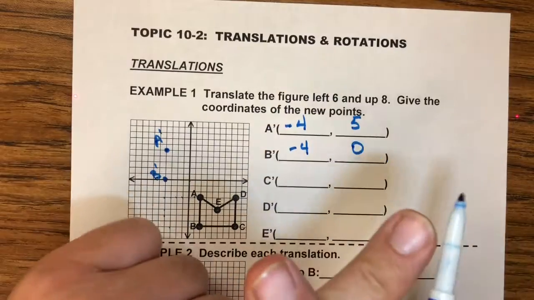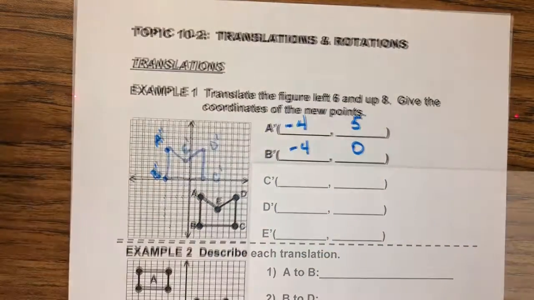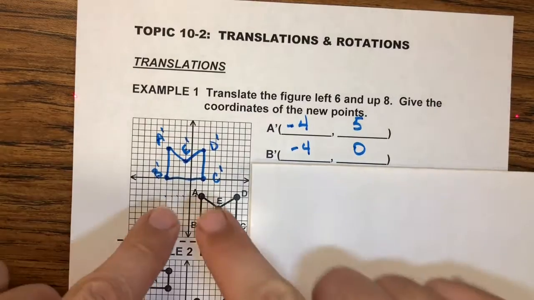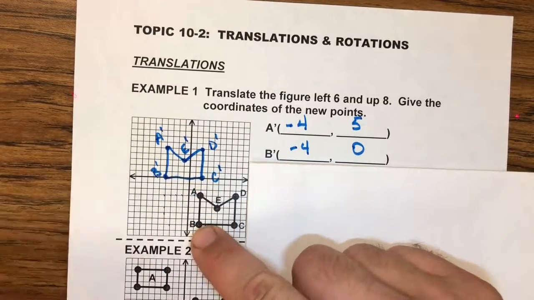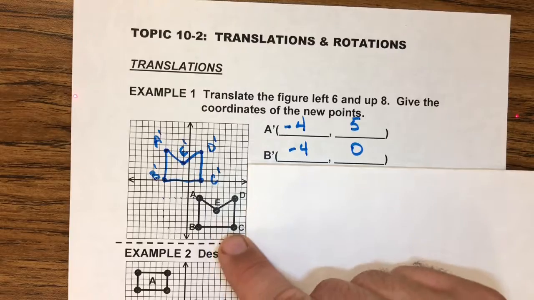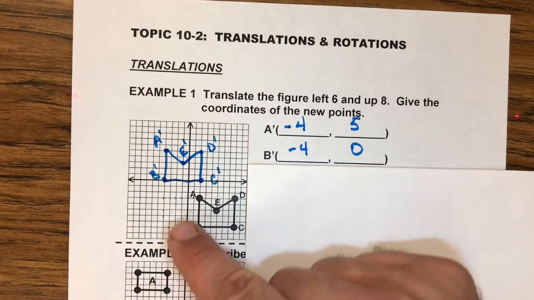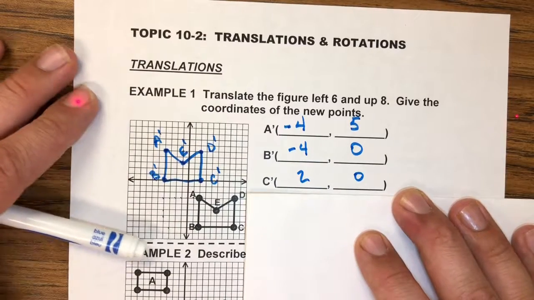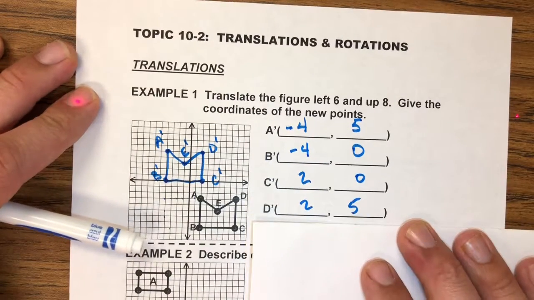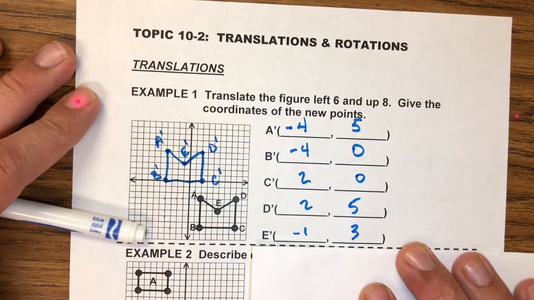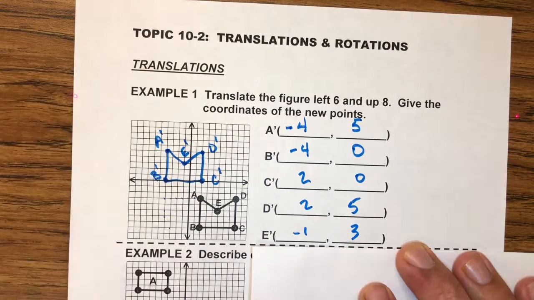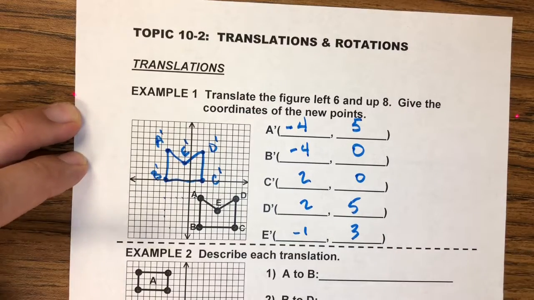So we're going to do a big pause right here, and you're on your own. All right. Now that we're back on, hopefully you should have a shape that's right here. And every one of these points has been moved left 6 and up 8. Your coordinates for C should be at 2, 0, 2, 5, and negative 1, 3. Hopefully we were able to do that with no problem at all.